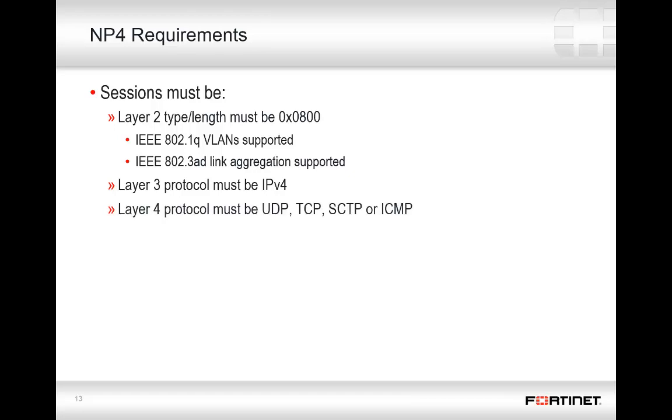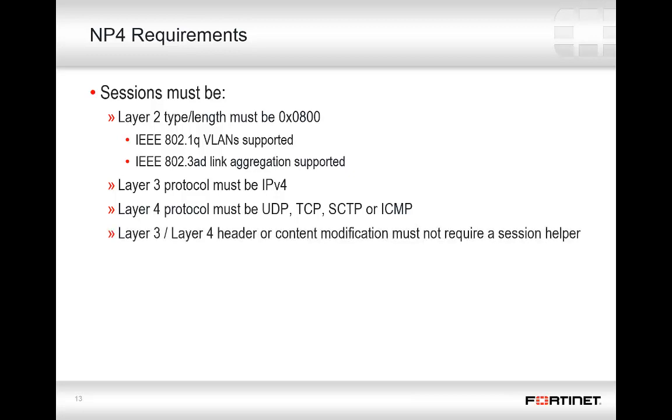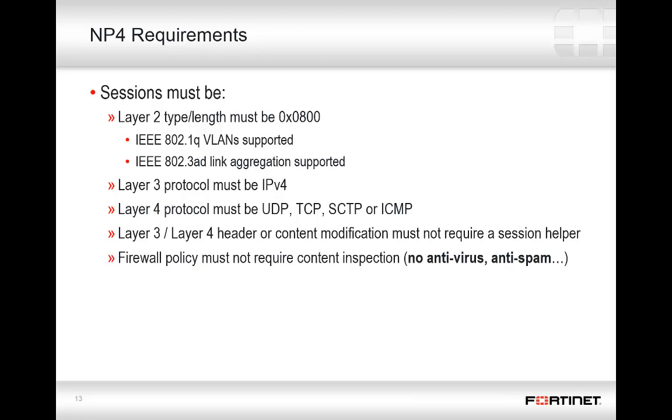The layer 4 must be UDP, TCP, SCTP, or ICMP. Multicast isn't supported by NP4. The header or content must not require modification by a session helper, which are implemented in software. Depending on the protocol, active or passive FTP for example, a session helper might be required by NAT. Importantly, traffic must not be inspected by any kind of protection profile, such as antivirus and anti-spam. Also, the traffic must not have originated from the firewall itself either.